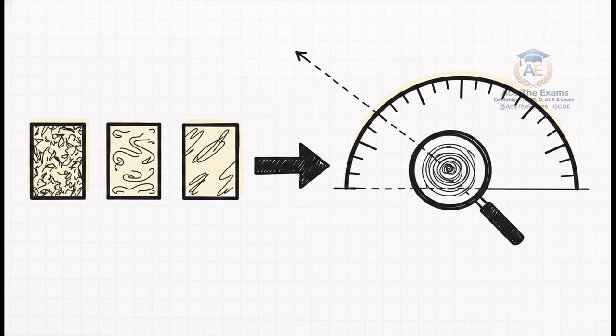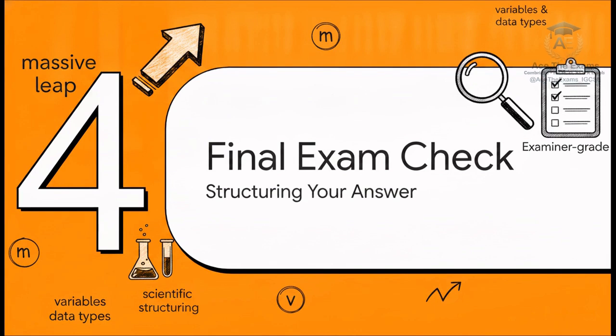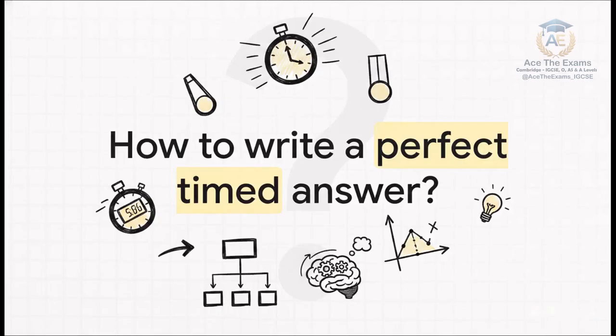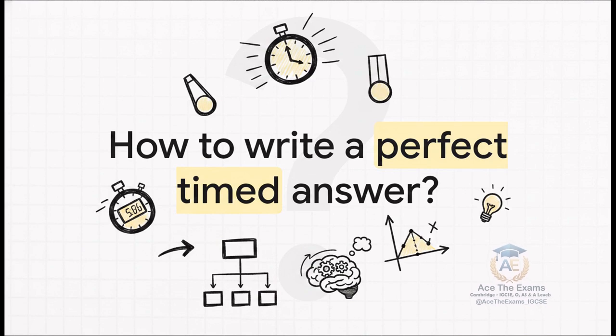You see, when you combine variable identification with exact data types like this, that's how you secure the absolute highest marks, because you're proving deep scientific literacy to the examiner. Section 4. The final exam check. This whole exercise brilliantly illustrates our main goal, right? Moving from that vague change the weight answer to highly specific examiner grade structuring.